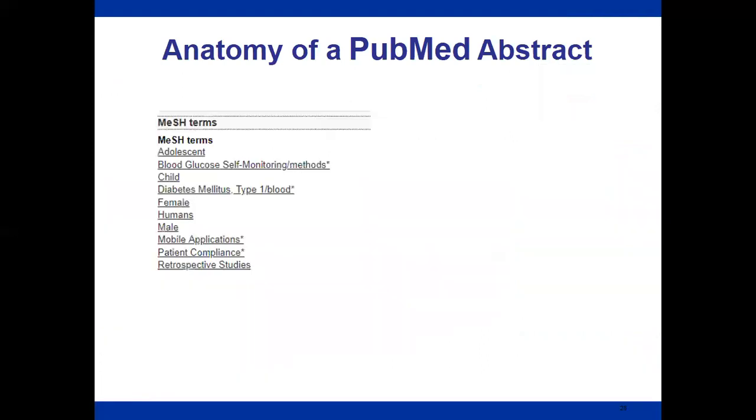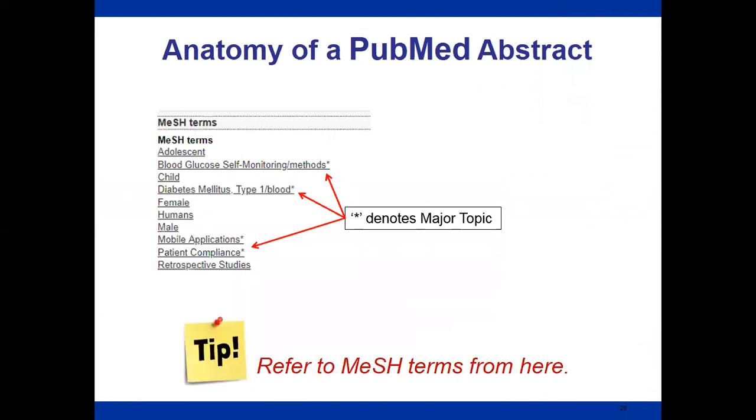If you click on the MeSH term at the bottom of the page, you are able to see the list of MeSH being assigned by the indexer. Please note that the asterisk here denotes major topic, and these articles focus on mobile applications, diabetes type 1, blood glucose self-monitoring, and patient compliance. To confirm if you are using the correct MeSH term, always check the definition of MeSH terms. It may not be what you think it means.